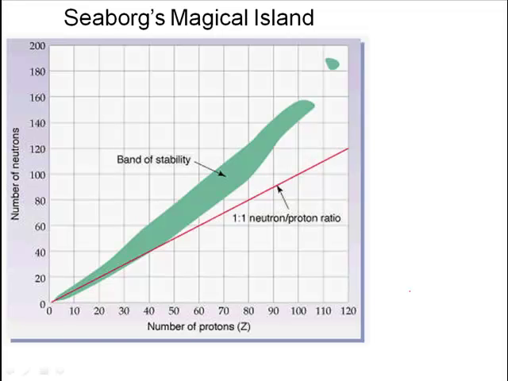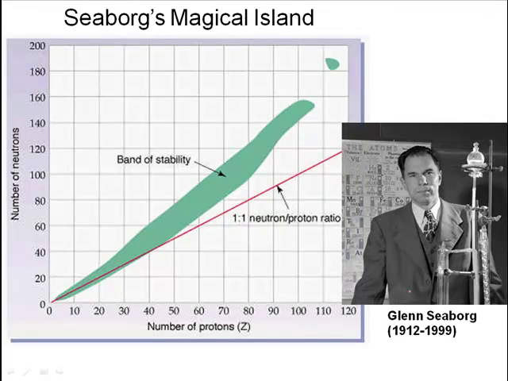Now, how are they created in the lab? Many of them actually were created by scientists in the laboratory. Glenn Seaborg is one famous scientist that worked at Lawrence Livermore Labs and the University of California, Berkeley. He proposed that there would be a magical island up here where elements with larger masses could be found. One of these elements, element 114, was searched for and discovered by Glenn Seaborg and others.